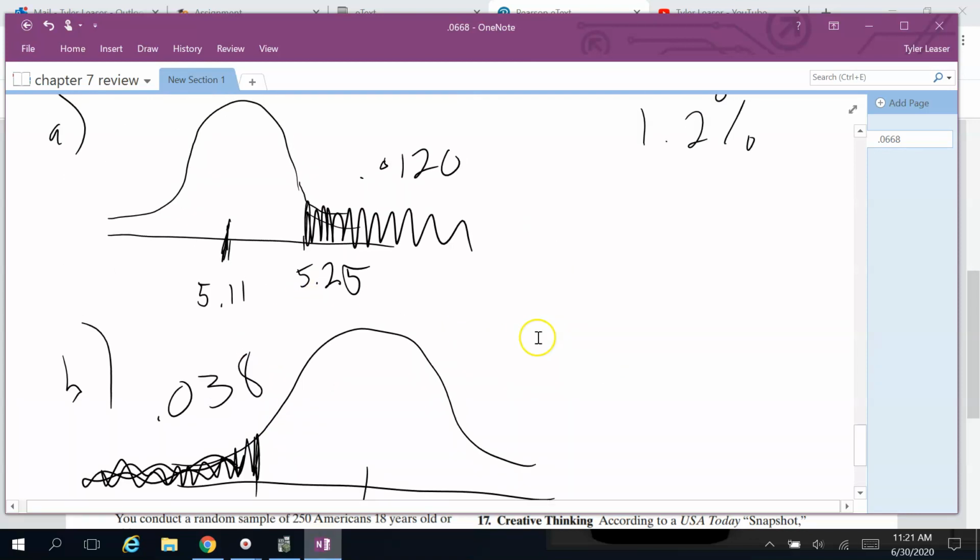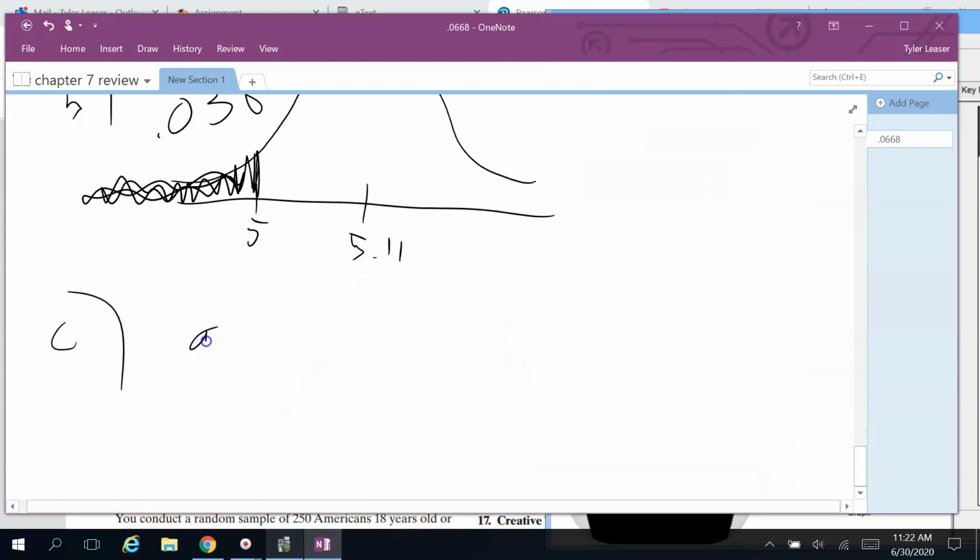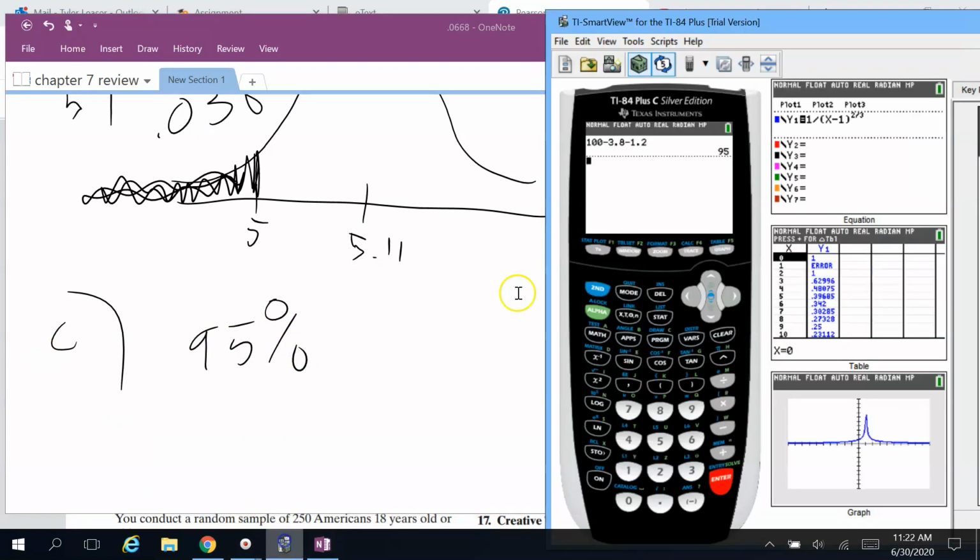But I'm going to be a little bit clever here. If I know that 1.2% is too big and 3.8% is too small, that means that the amount that we can use is in the middle. So 100% minus the 3.8 that's too small minus the 1.2 that's too big, we end up with 95% that can be used. And we can double check that with the calculator.